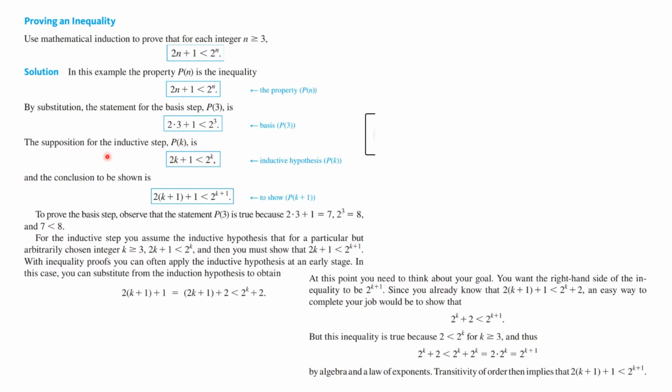And the supposition for the inductive step, P of k, is assume it's true for n equal k. So this is going to be 2k plus 1 less than 2 to the k. That is your inductive hypothesis. And the conclusion to be shown is that it's true for n equal k plus 1. So here I'm substituting k plus 1 in for n in the statement.